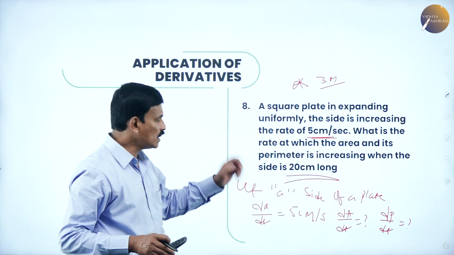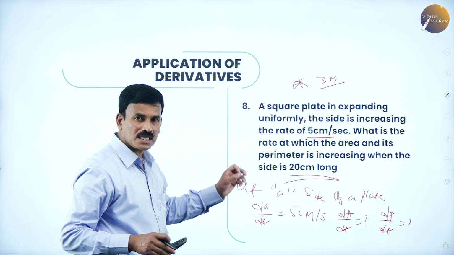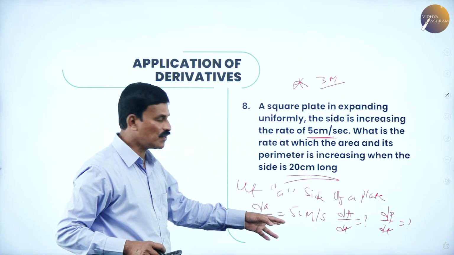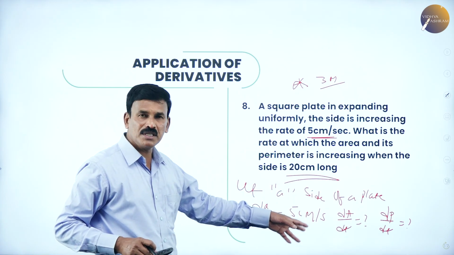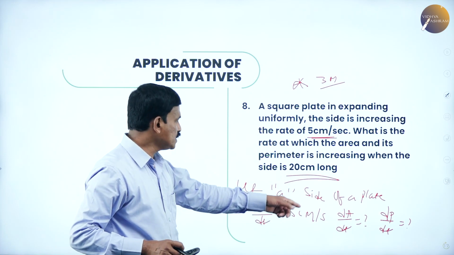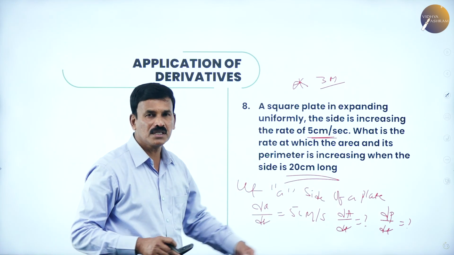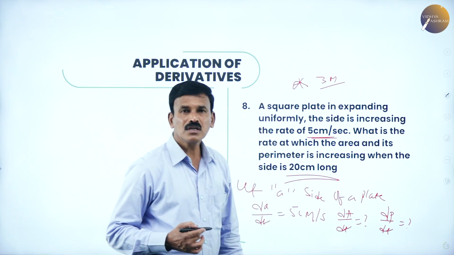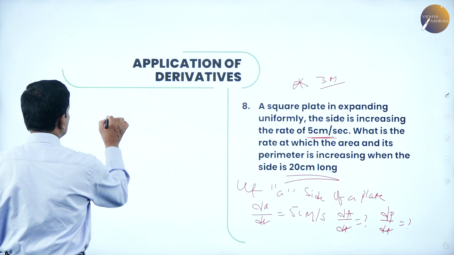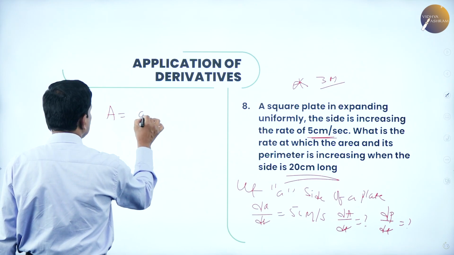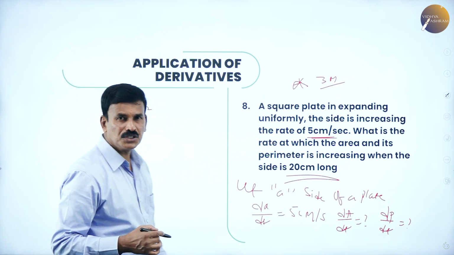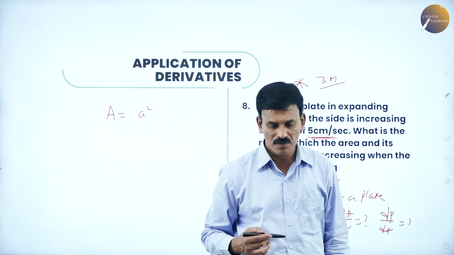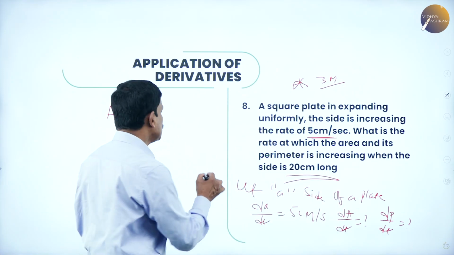Very simple. Let A be the side of the square. Given that the rate of change of the side is 5 centimeters per second, capital A is the area, dA by dt, and P is the perimeter, which is to be determined. Now let us find out the area first. What is the formula for area? Area is equal to A square, length into breadth, that is A into A, A square. Now differentiate with respect to t.